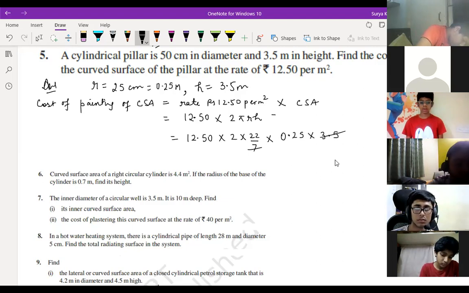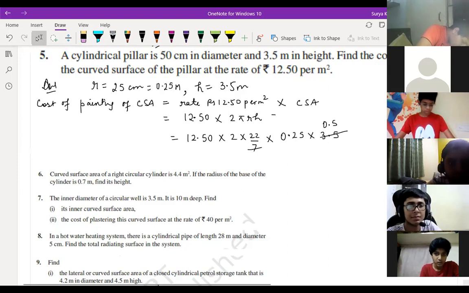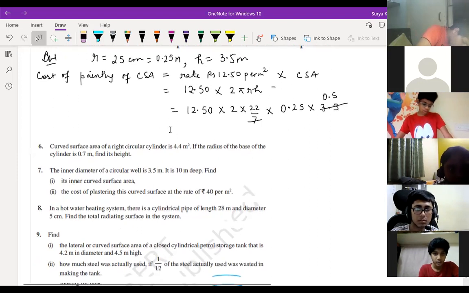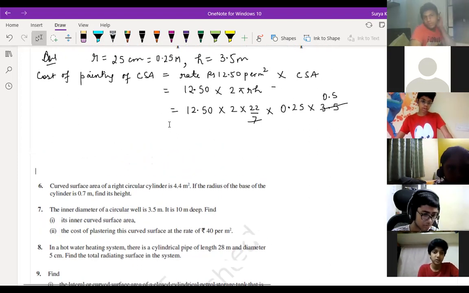So 7, you can write here 0.5, correct? 11 by 2. Answer is 11 by 2. Yes, sir, this equals 11.